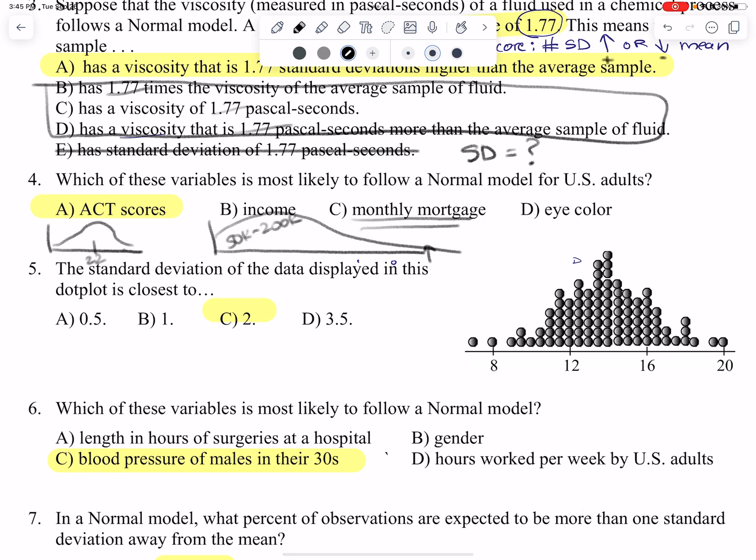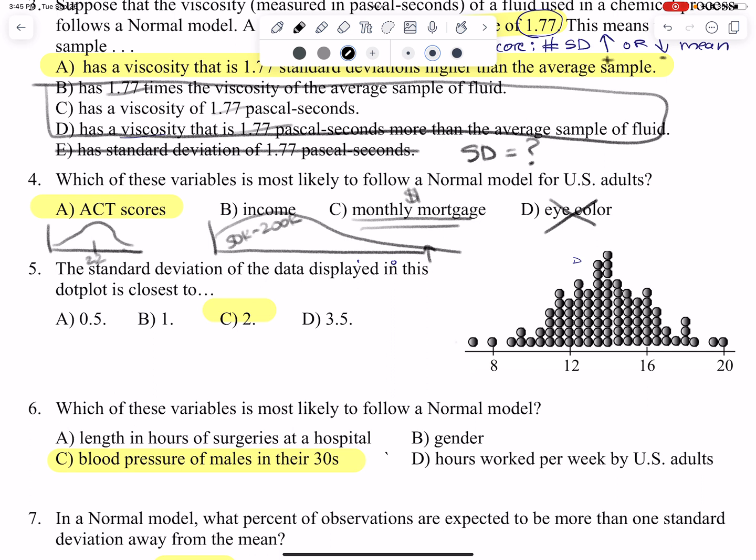Monthly mortgage, that's the price of your house that you pay a month. So that's going to be the same idea. Most of our houses around here, big mansions are going to be way out, so this would be skewed to the right. iColor is categorical, so it could never be considered a normal model. So just cross that one out.